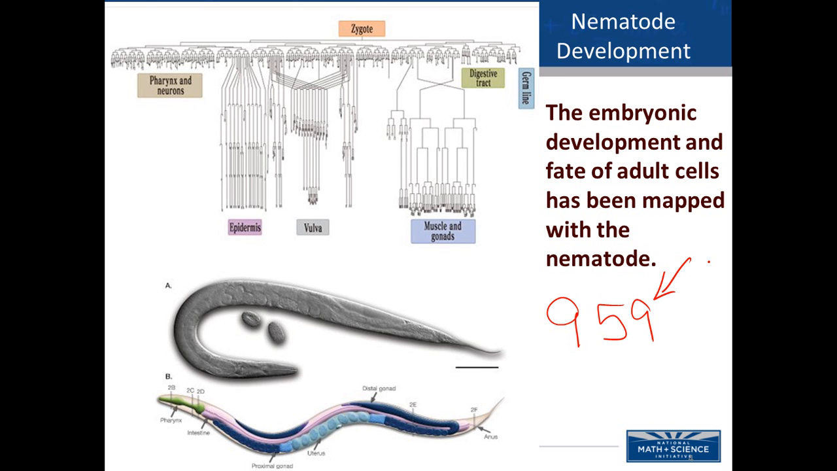And then what is also interesting is that during this process of development, 131 cells will end up dying. Now, some adult cells came into existence only after 8 rounds of mitosis, where other adult cells in the nematode require 14 rounds of mitosis.